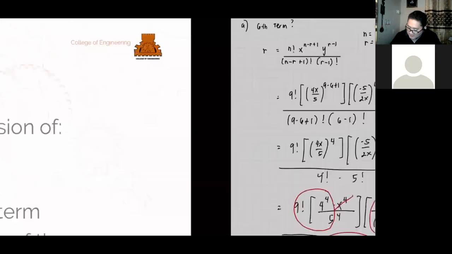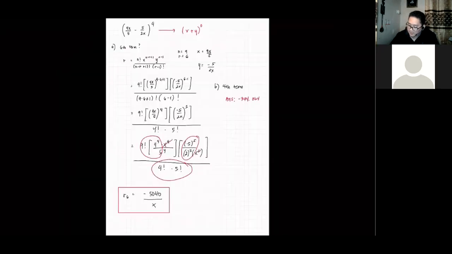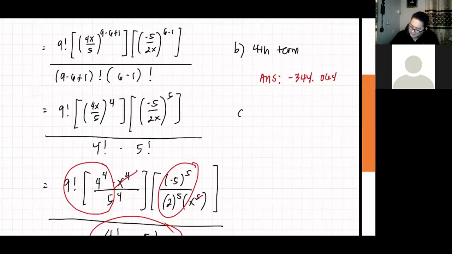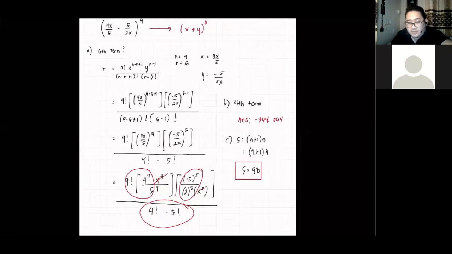Okay? And for letter C, find the sum of the exponents of the expansion. Sum of exponents, mas madali yan, kasi sum of exponent natin is equals to n plus 1 times n lang. So, 9 plus 1 times 9. So, 10 times 9, s equals to 90. Ito lang po yung answer natin. Alright? So, yan po yung sa ating binomial theorem.